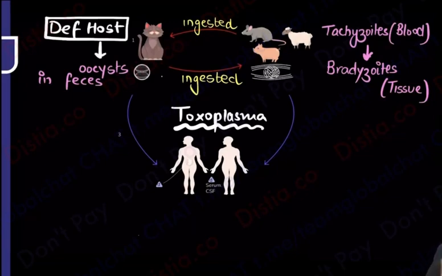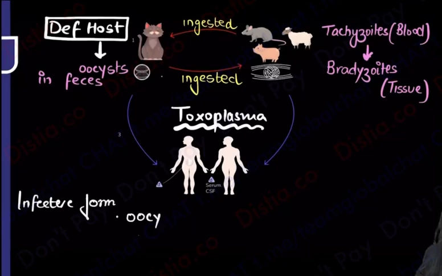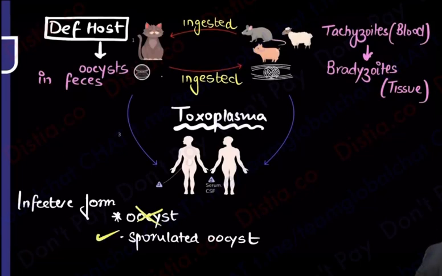Now I don't know how many of you notice this. Is the oocyst infective? Let me ask you, if I tell you to select the infective form, and you have two options in front of you, oocyst, I know many of you will select oocyst. But if the other option is sporulated oocyst, what is the infective form? You will say, oh okay, ma'am, only oocyst is not the infective form. No, no, no. It is the sporulated oocyst.